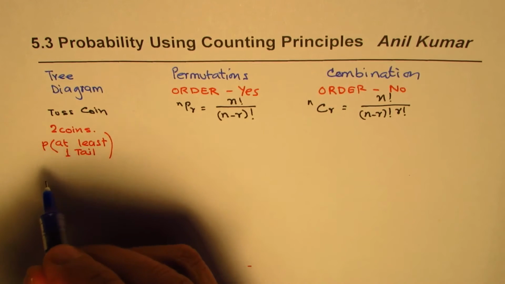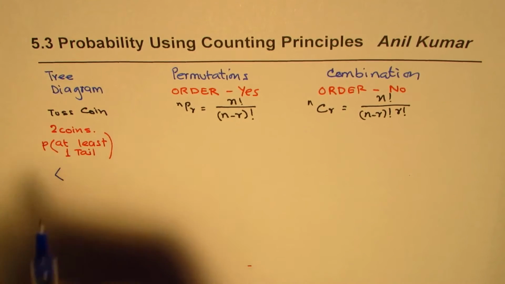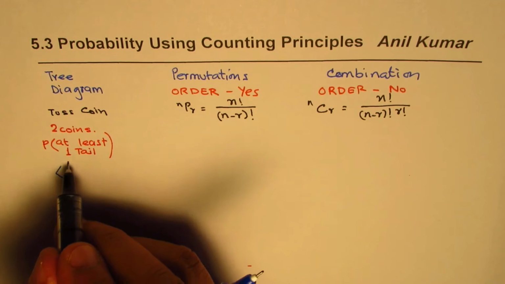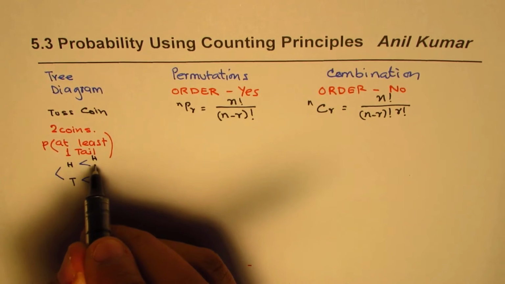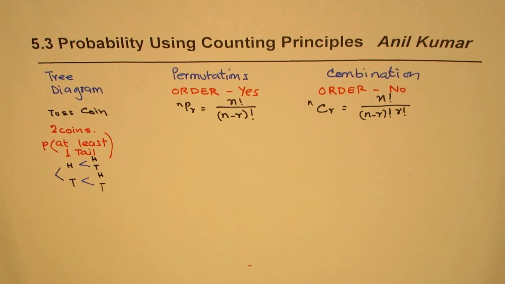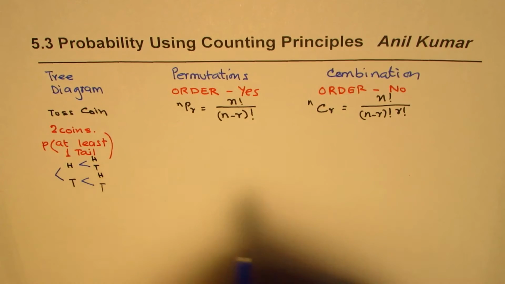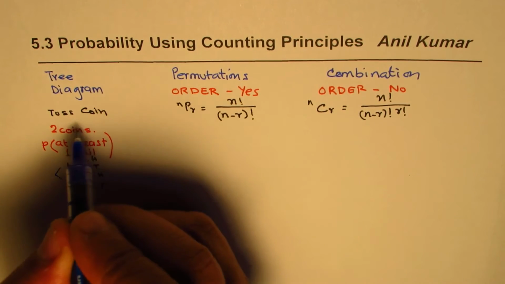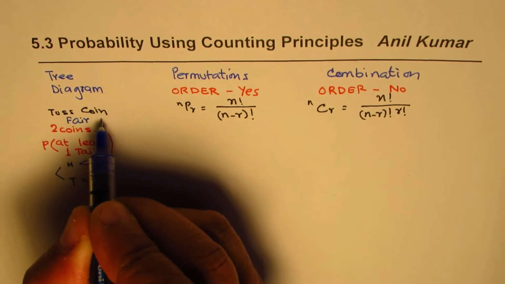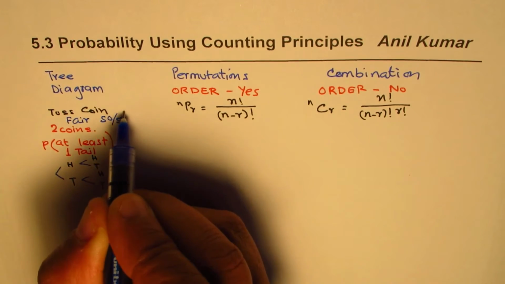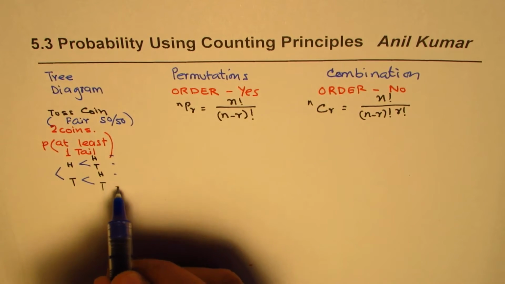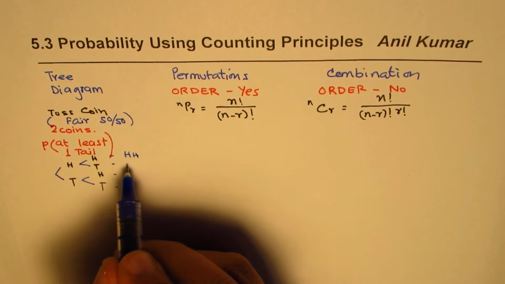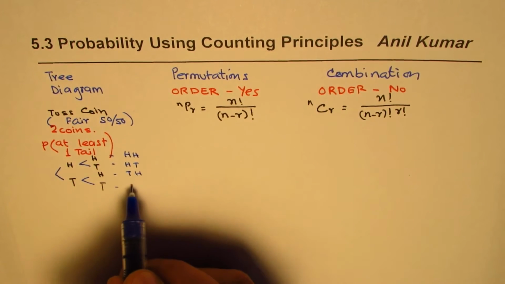Now, if we have 2 coins, we can always make a tree diagram. We could get either a head or a tail with 1 coin, and then if the second one is tossed, again the outcome could be head or tail. We are saying that this is a fair coin, so it's 50-50 chances for each. So the combinations we have are 2 heads, head tail, tail head, or 2 tails.